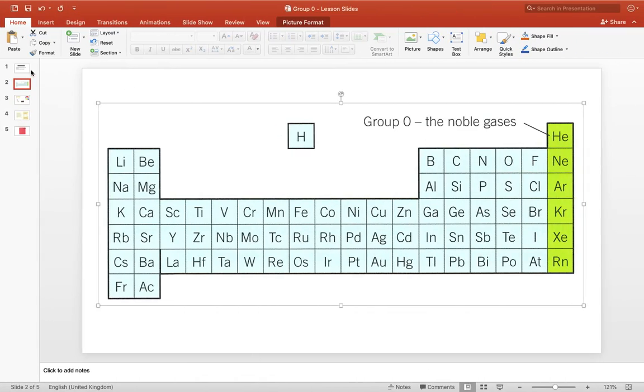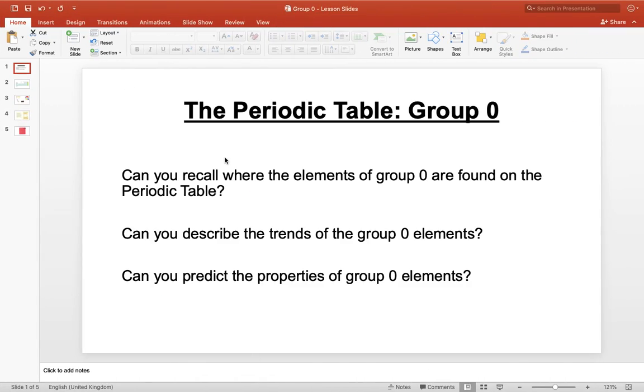So, you should now be able to tell me where the group 0 elements are found on the periodic table. You should be able to describe the trends of the group 0 elements, and you should be able to predict some properties of group 0 elements.